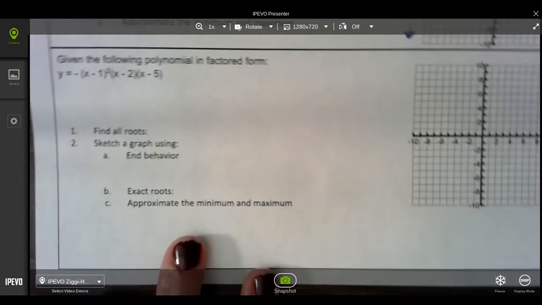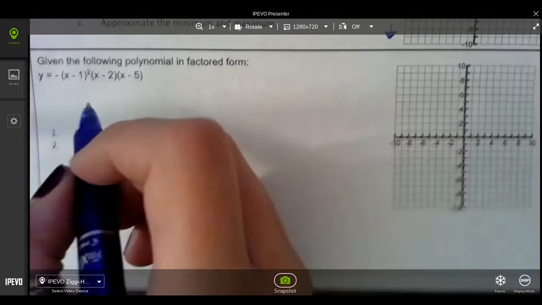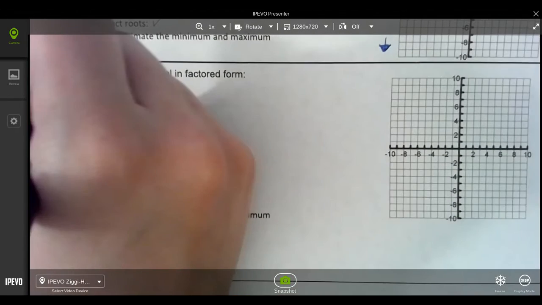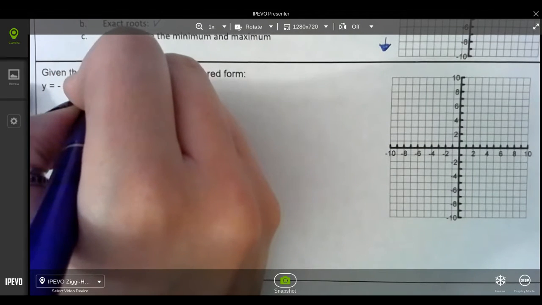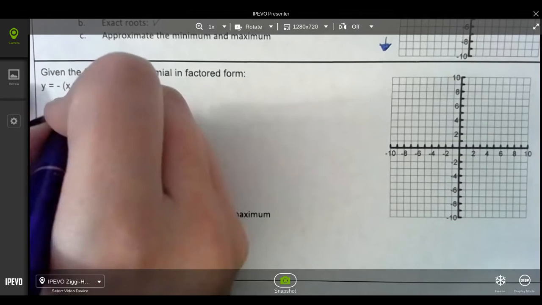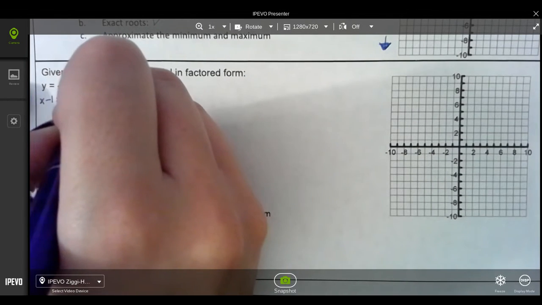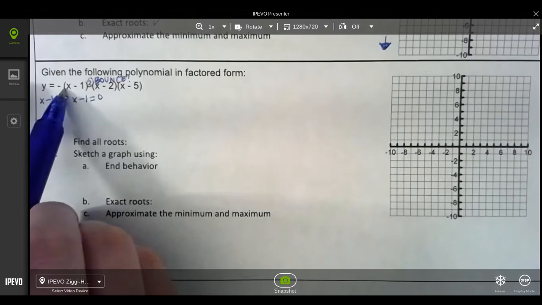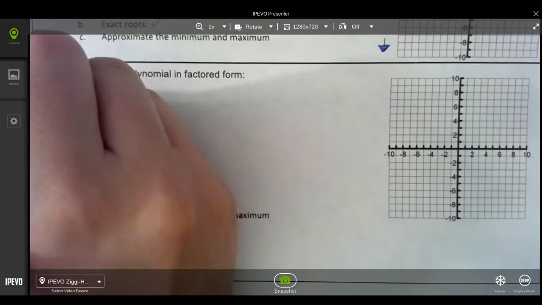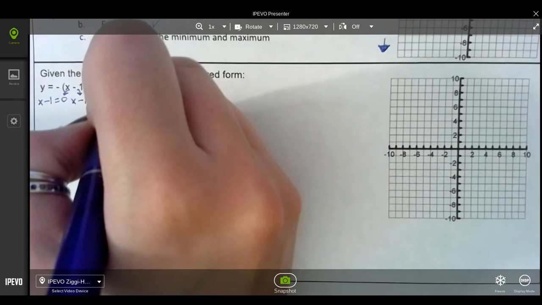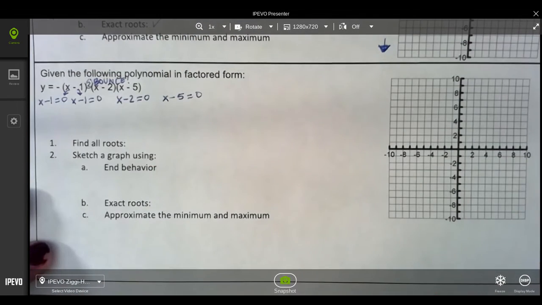All right, last example, and then I'll see you in class. Given the following polynomial in factored form, let's find the roots first. Well, x minus 1 squared, remember this gives me a bounce. So this is really saying x minus 1 equals 0 and x minus 1 equals 0, because this told me x minus 1 times x minus 1 because of that squared. So this was split off into both of those. And then you've got x minus 2 equals 0, x minus 5 equals 0.